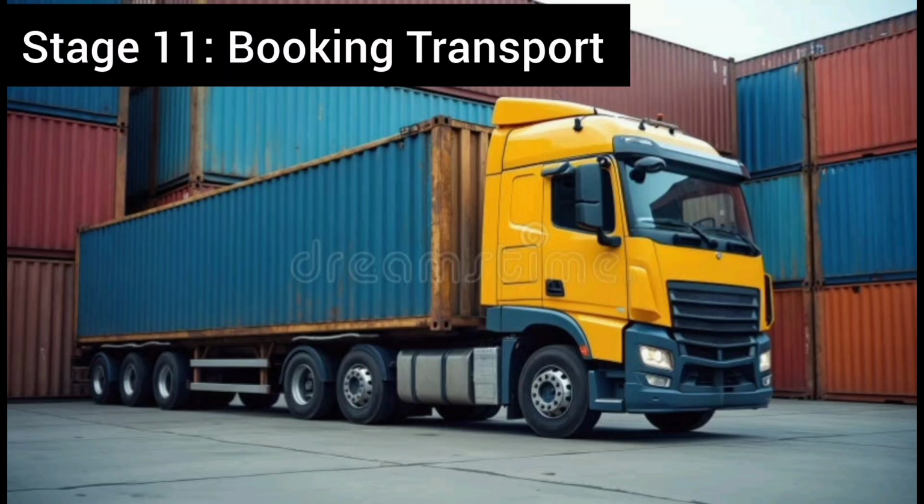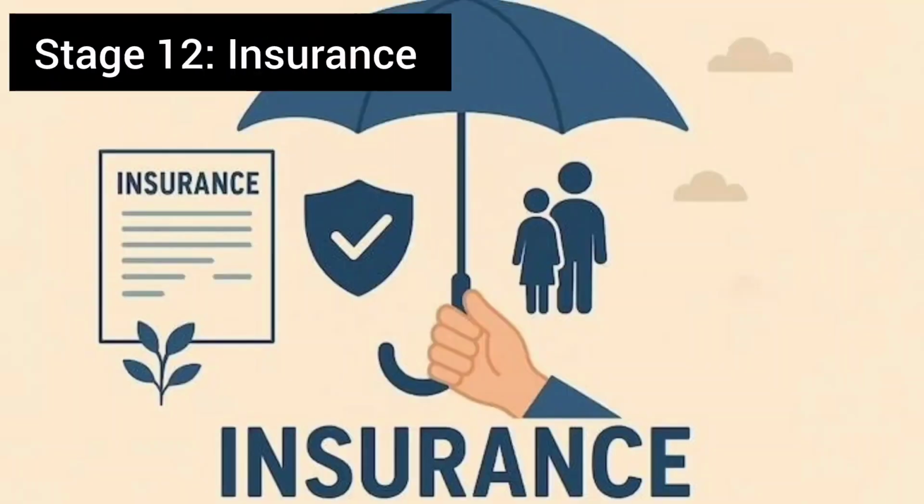Mostly the transport is booked through carriers or freight forwarders, so that the items can be shipped to the port. At the same time, they will arrange insurance for the product. If anything happens to our material from the port of loading to the port of discharge, insurance is there to cover it. It depends on the Incoterm we are using, and we'll discuss Incoterms in detail in separate videos.